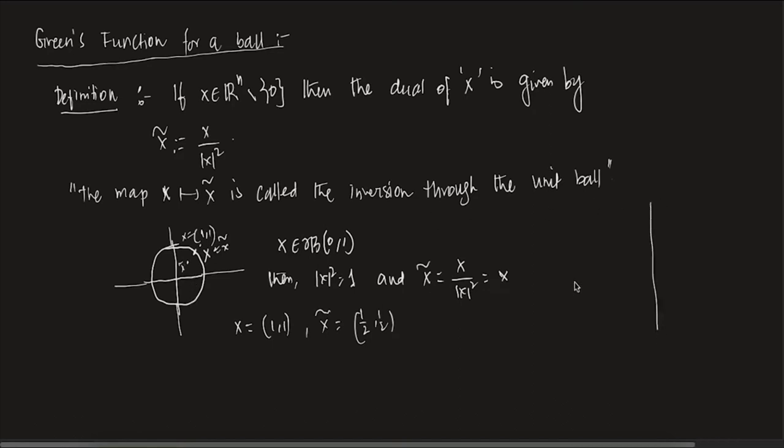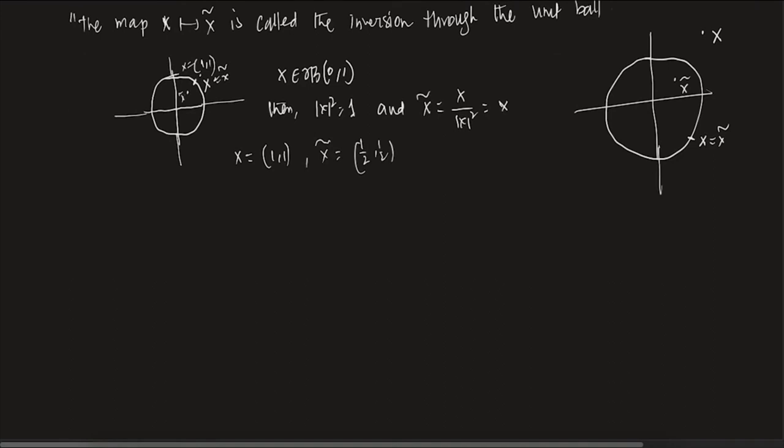What it says is, if x is on the boundary, then x is equal to x tilde. If x is outside the ball, then x tilde is inside the ball, in the disk. And vice versa, if x is inside, then x tilde is going to be outside the ball. So basically we are inverting the point with respect to the boundary. I think this is clear now. If it is not clear, I suggest you take two or three points and look at what exactly it means.